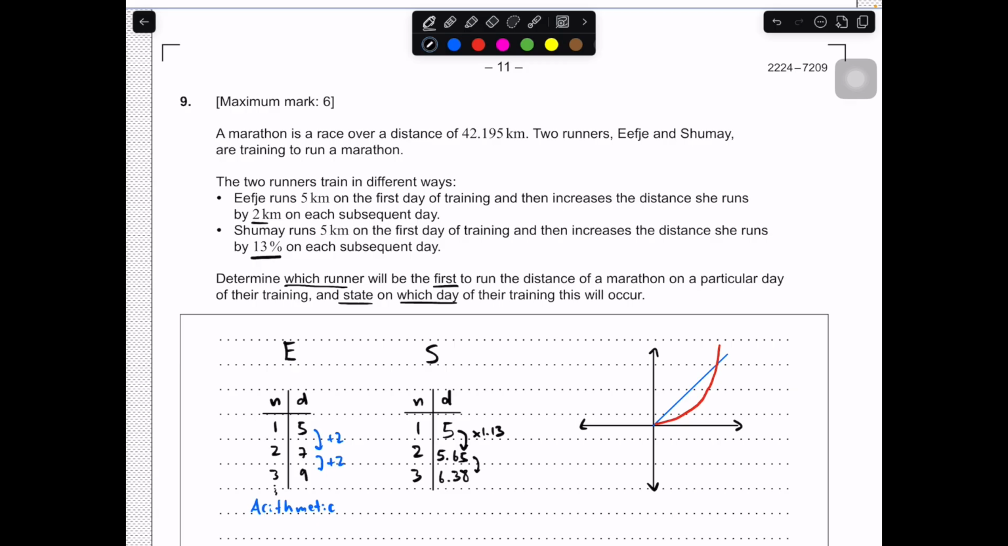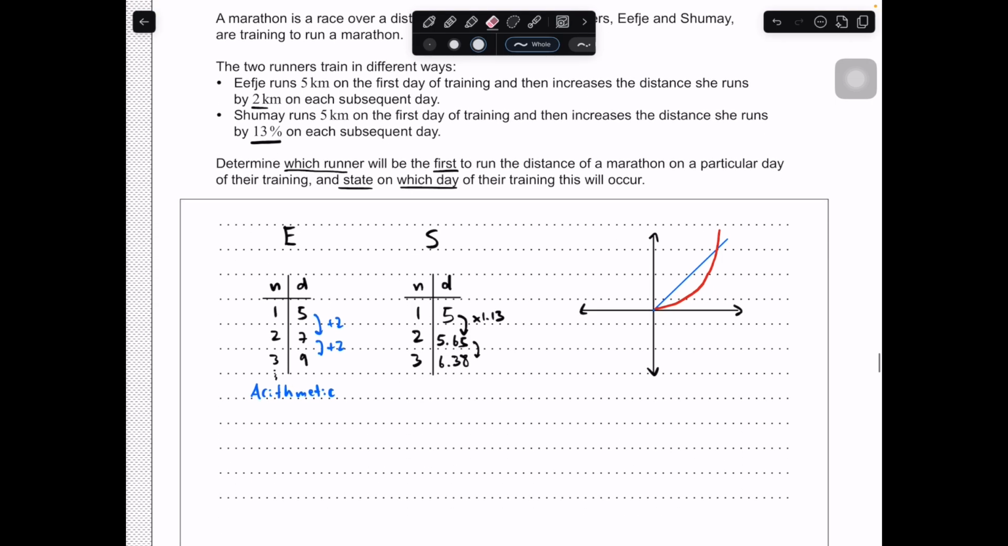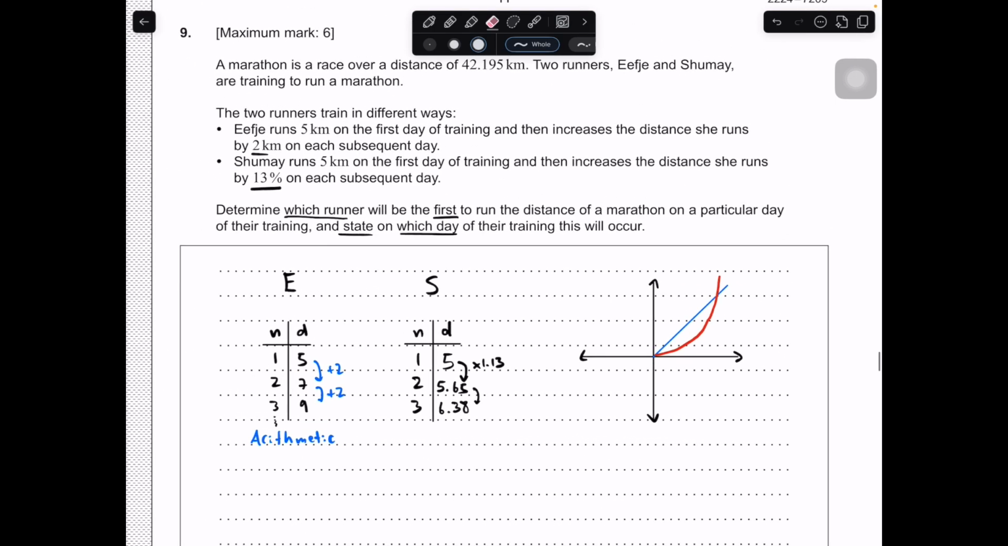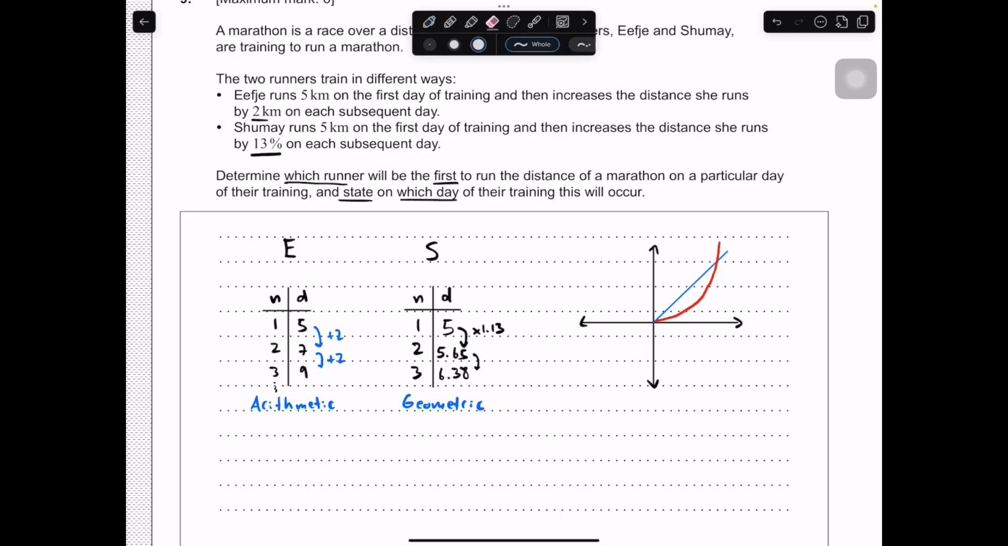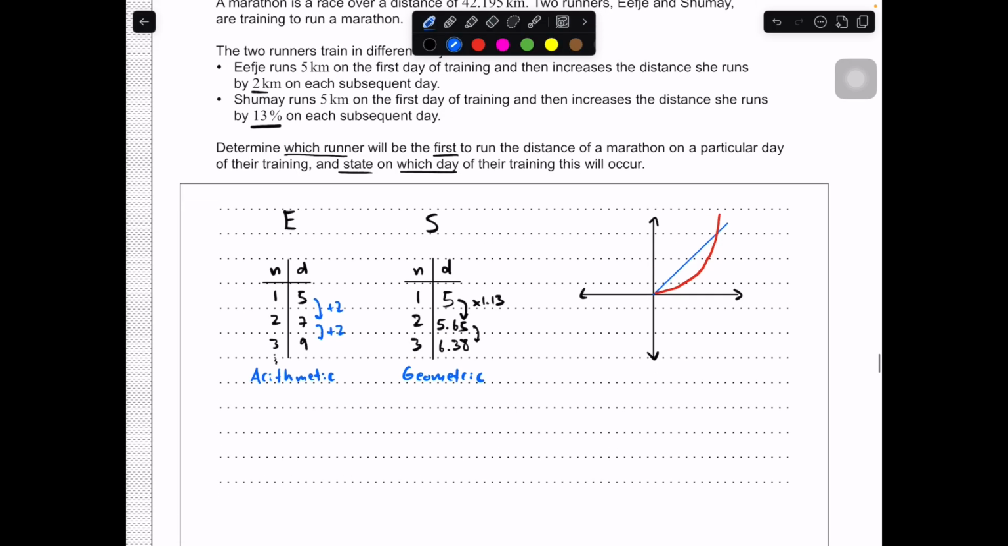A few different ways that we can actually do this. We can use the graphic calculator. That actually might not be a bad way to do it, but let's see. Let me just write geometric here. I think if we want to use the graphic calculator, we're going to need to find a formula for each. So let's go ahead and find the formulas for each first. That is to say, something that describes the distance that Efje runs and Shume runs.